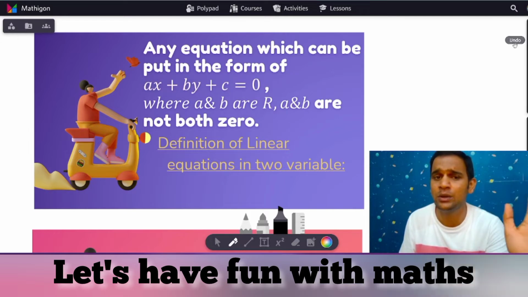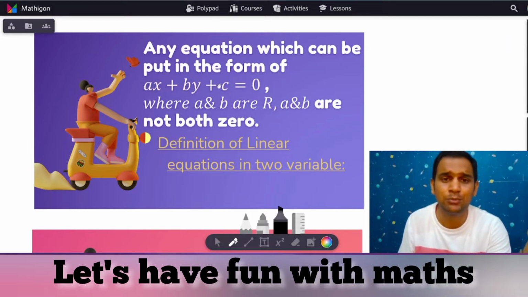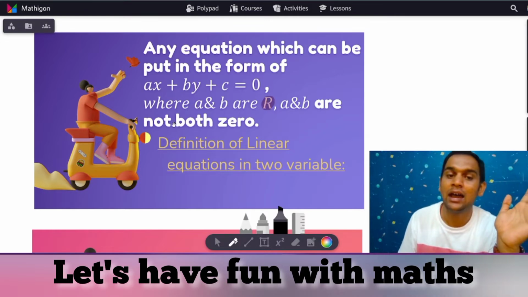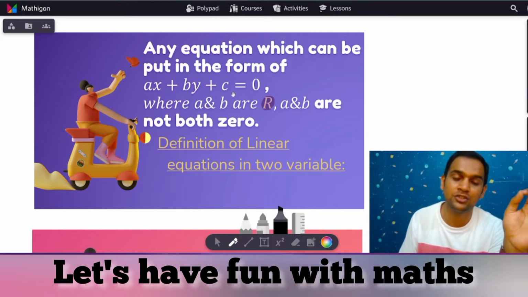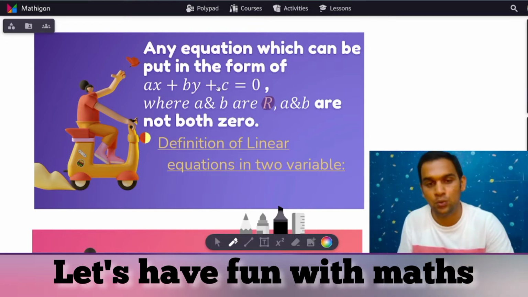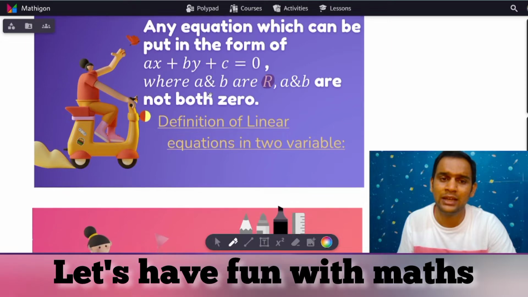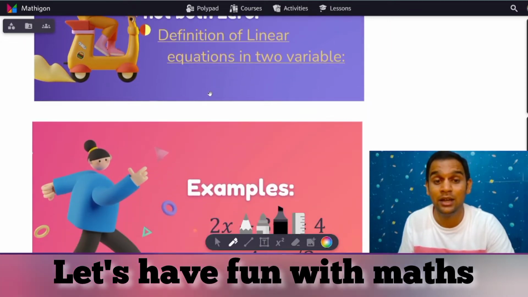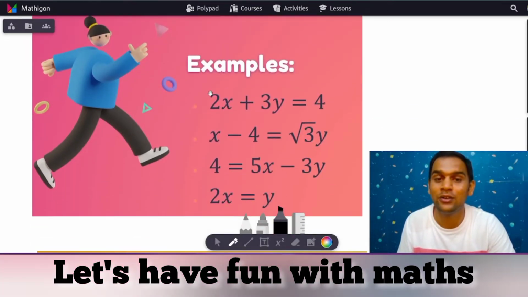Very quickly, any equation which can be put in the form of ax plus by plus c, where a and b are real numbers, a and b are not both zeros. These are the two conditions about this particular equation. So now let's try to take a few examples and try to identify linear equation in two variables.